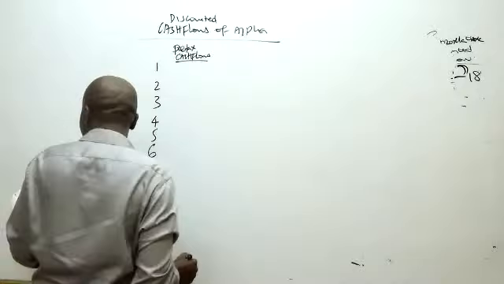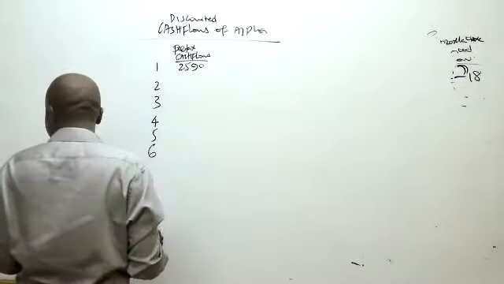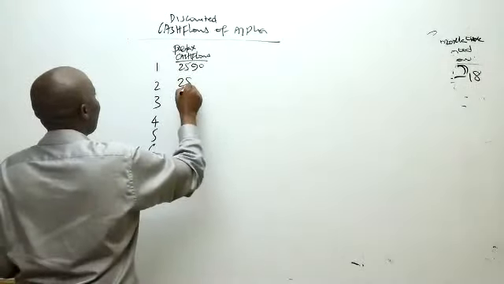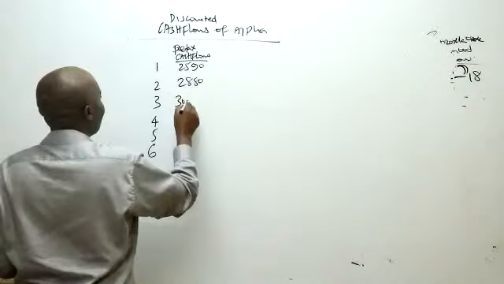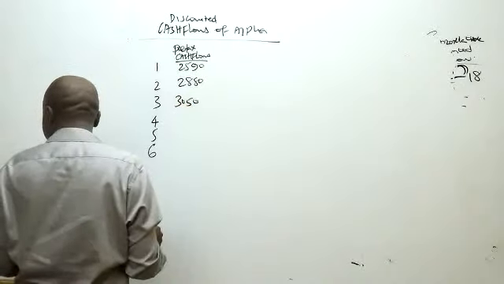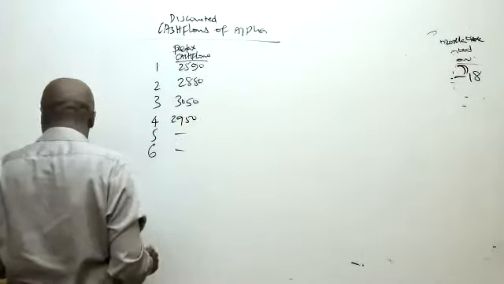So pre-tax cash flows, what do we have there? The first is 2590. The second one is 2880. The third one is 3050. The fourth one happens to be, what year? 2950, and then there's nothing there, nothing there.